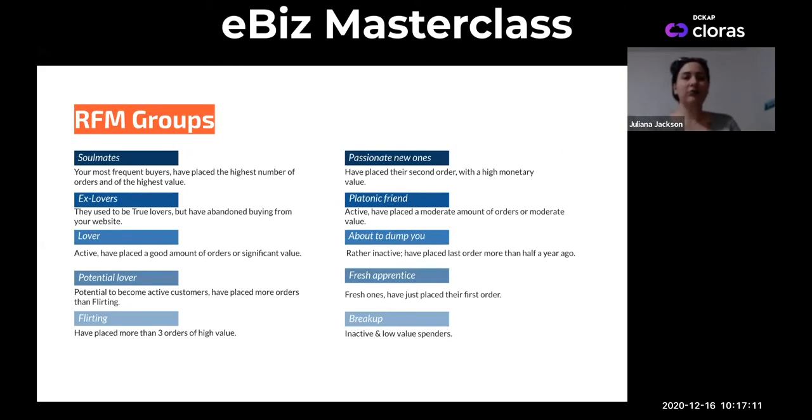I'm just going to do a quick review here. Every group has a cute name: soulmates, ex-lover, passionate lovers, platonic friend, about to dump you, and so on. Because we think a lot about purchasing and sales in e-commerce as being like when you meet someone and you're just jumping into a new relationship. You should be very wary of that other person and of your own feelings, and you have to understand how you can treat that person to have them more in your life.